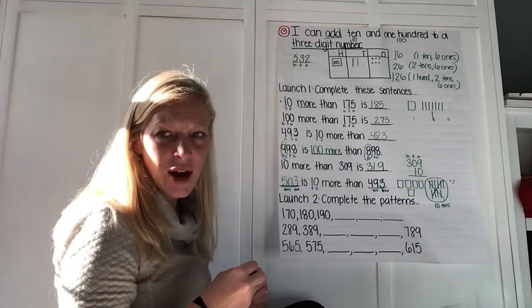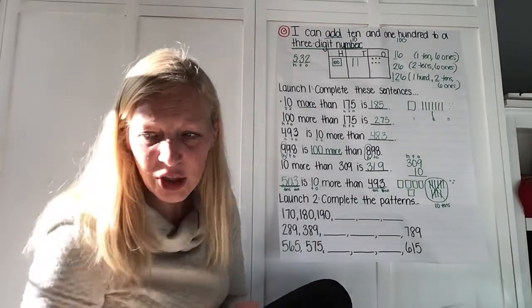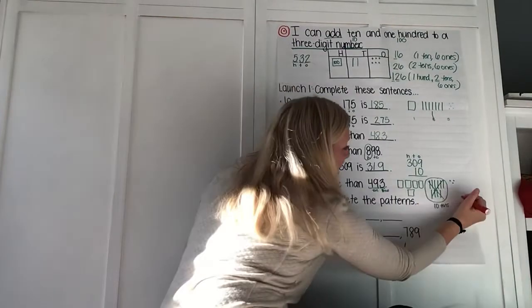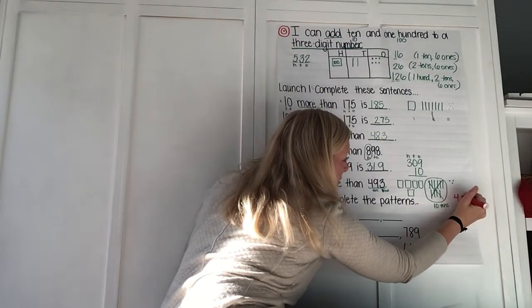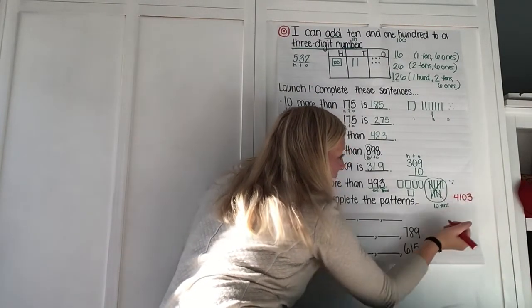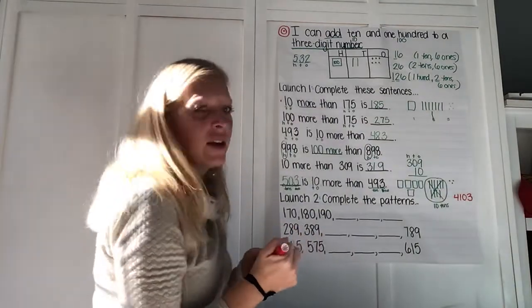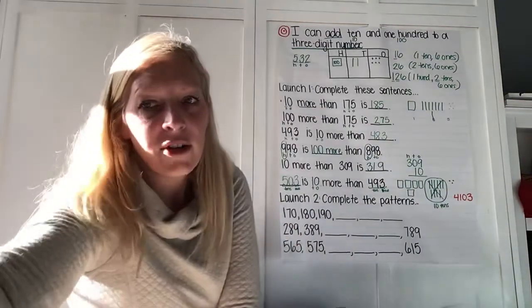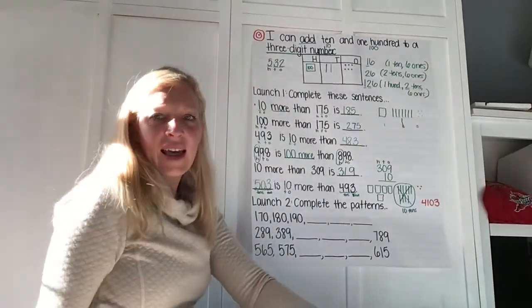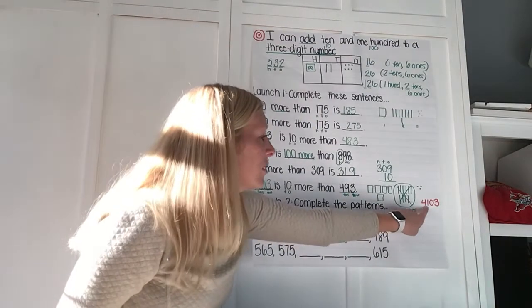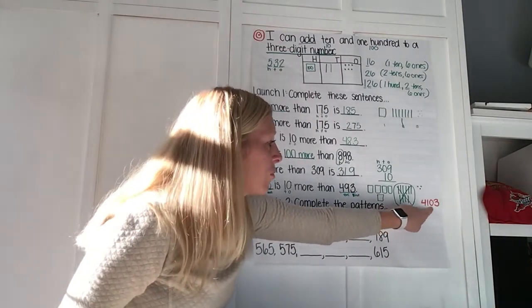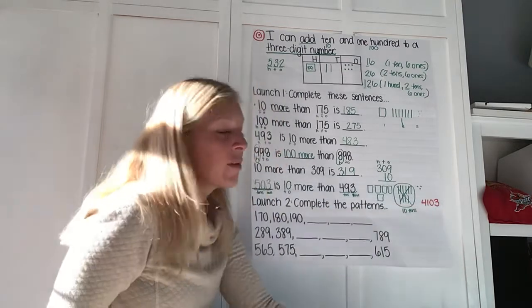Can I ask you a question? I'm going to do it in a little different color. Why did we not write 4, 10, and then 3? Why didn't we write, I'm going to turn that a little bit, why didn't we write that as 4 hundreds, 10 tens, and then 3 ones?